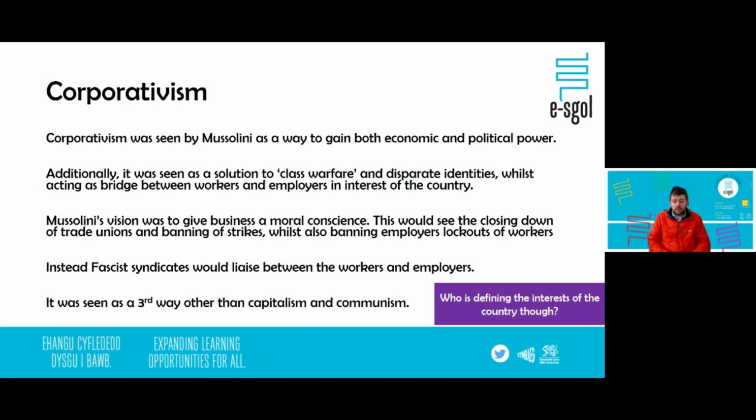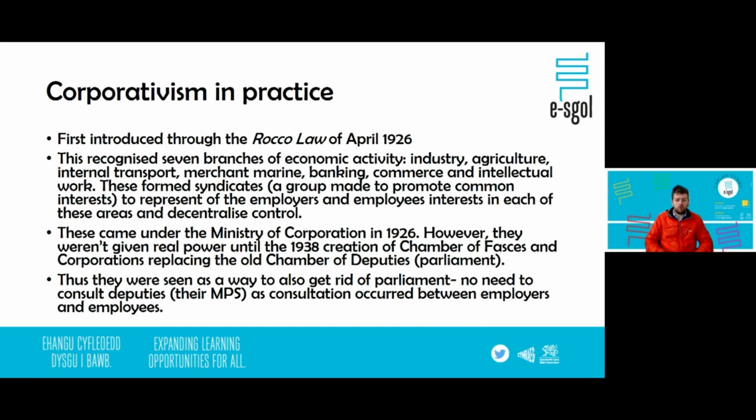Mussolini's vision was to give business a moral conscience. It would see the closing down of trade unions, banning strikes, and banning lockouts of workers as well. Instead, fascist syndicates, he felt, would liaise between the workers and employers, and this is seen as a third way. It's not capitalism, it's not communism, it's corporativism, in the middle, kind of. So what was it like in practice?